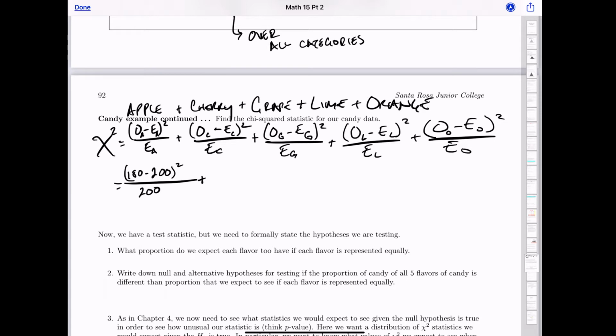So you go ahead and pause and try here, fill in the rest of the values for the different flavors, make that computation, and then come up with the chi-square statistic, and press play when you're ready.